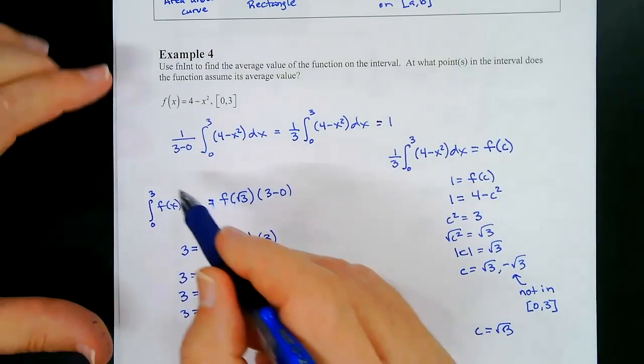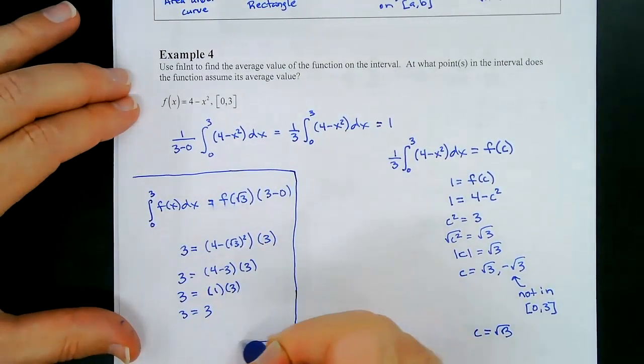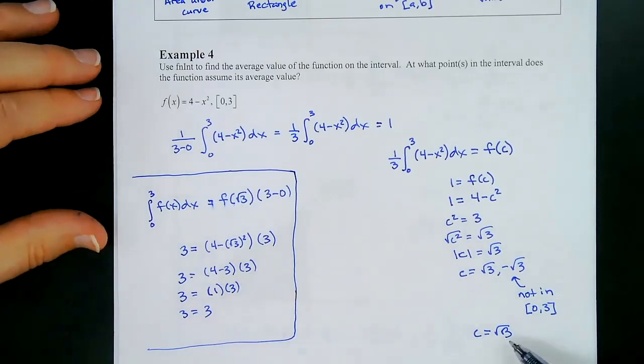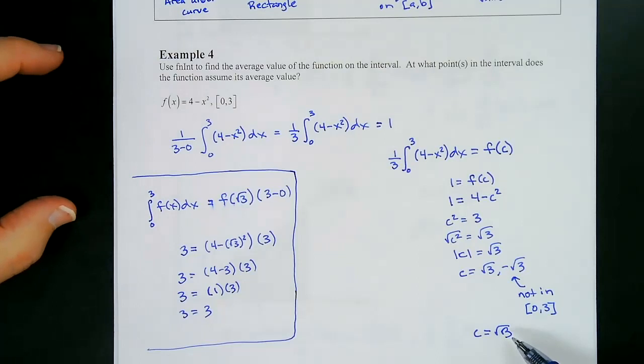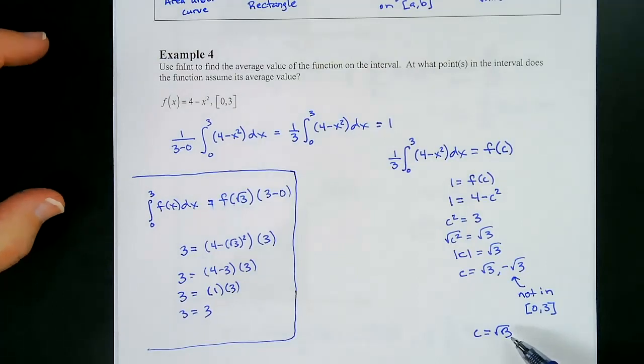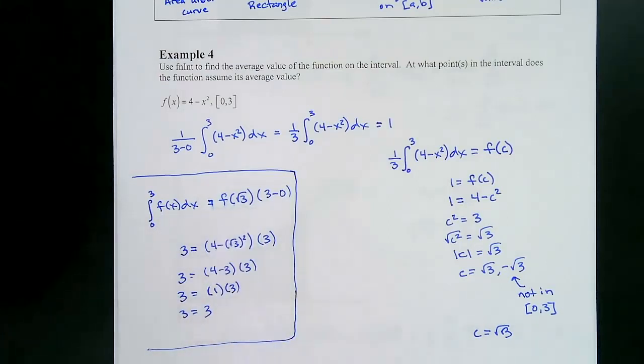Do you have to show this? No. This is just verifying that we found the right value, okay? We found the right value because at this x value, it causes the height to be the right value that gives us the area under the curve and the area of the rectangle to be the same.